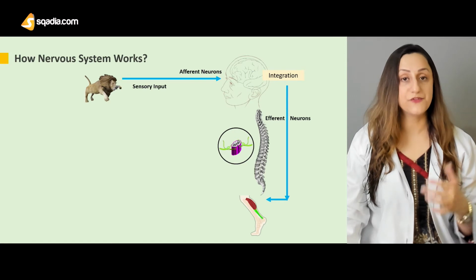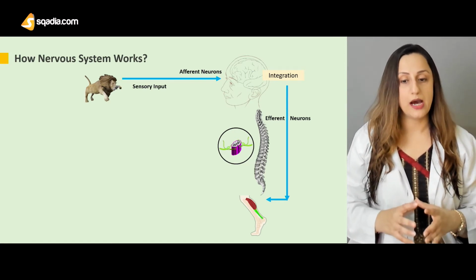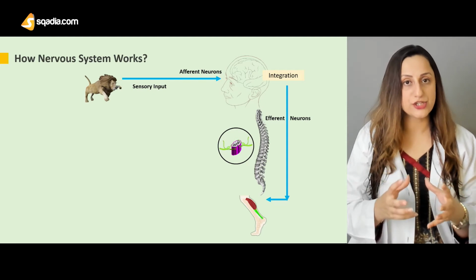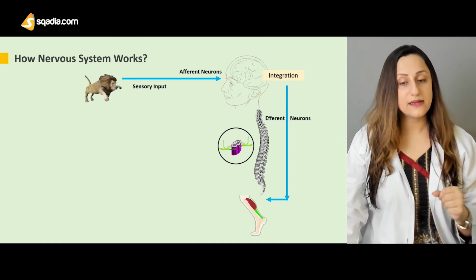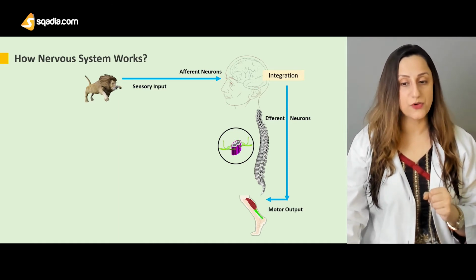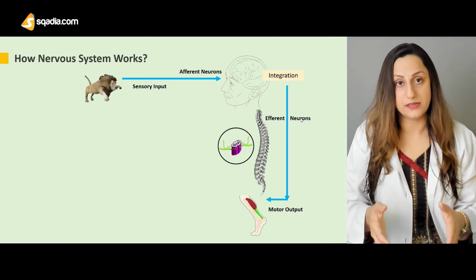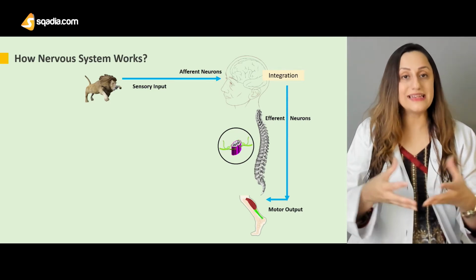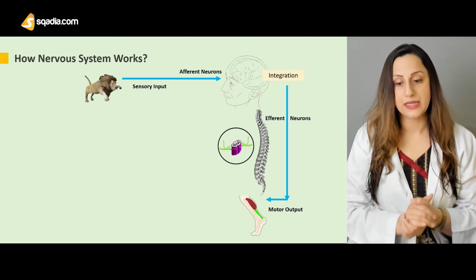Moreover, we have the efferent neurons. The function of the efferent neurons is to incorporate this integration, and these commands are sent down. When these efferent neurons are bundled up together, they are known as the descending tracts, or the fasciculi inside the brain.